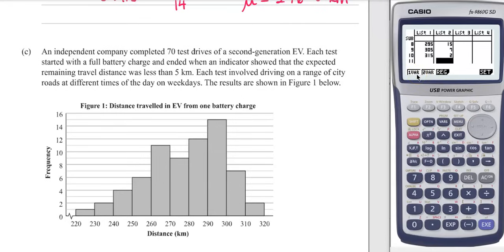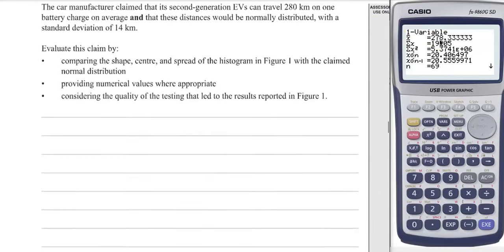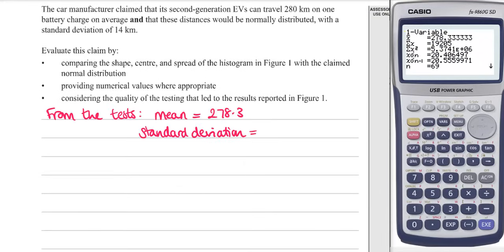Now we are wanting to do some calculations based on one variable. Although we've got 2 columns, it's one variable that we're measuring, just the amount of distances that these batteries achieved. So one variable. Now we get a whole bunch of stuff. The thing we're looking for is the X bar. So that's 278.3. I'm going to write these down. So we've got the mean of 278.3 kilometers. The standard deviation is this value here with that little sigma. So 20.4.